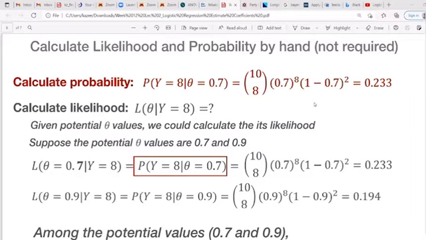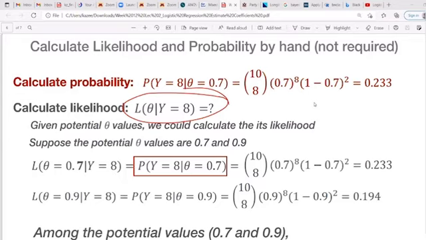I told you we're going to use the maximum likelihood method, but what I want to walk you through now is how we figure out the method of maximum likelihood by hand, the manual way to do that. When you take a look at this, that's what we want to find: the likelihood of theta, given that y equals 8.